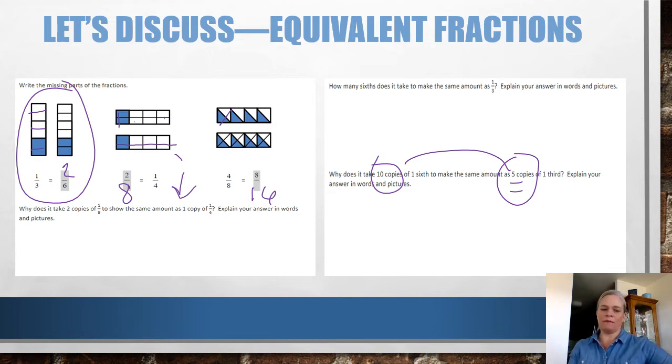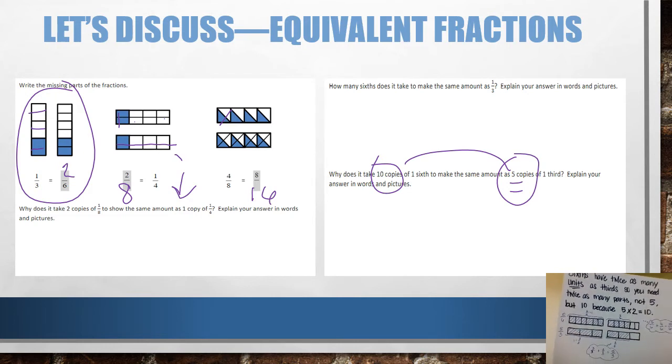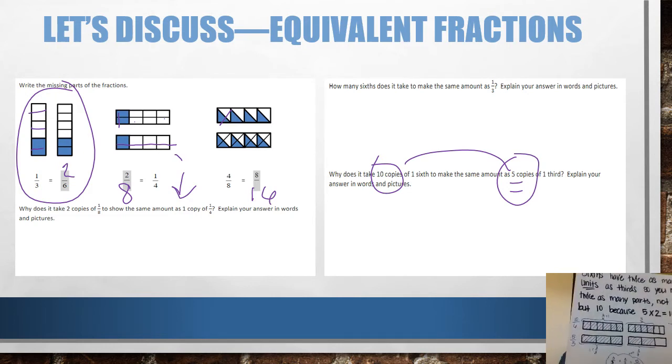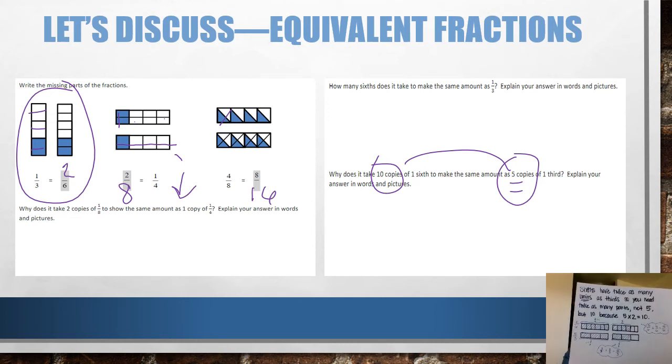Again, sixths have twice as many units as thirds. So you're going to need twice as many parts. Not 5 parts, but you'll need 10 parts, because when you double 5, you get 10. So this is more than a whole. We have less than 2 wholes, but more than a whole. Do you miss my little thinking bubbles? Let's see. I can't get that on the screen.